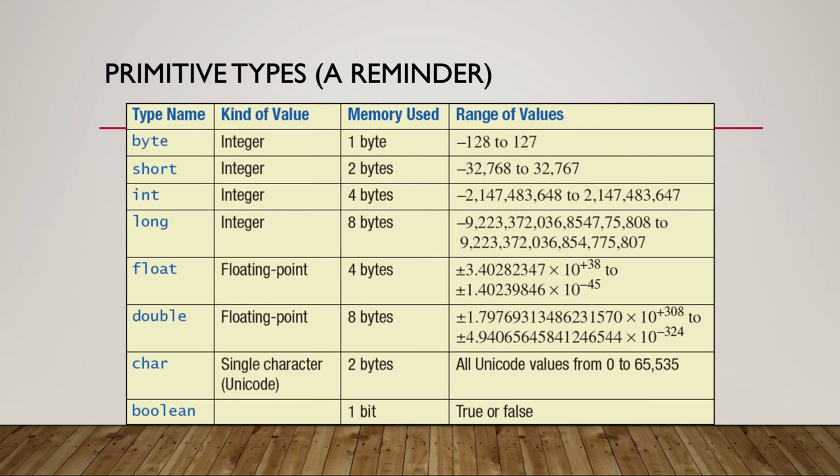But if you look at char, you see that although it assigns 2 bytes or 16 bits, because we don't use any negative or signed numbers in there, we can assign all the 65,535 different codes to characters.